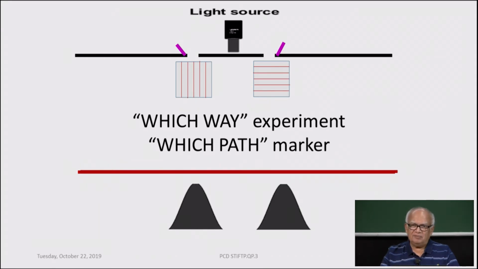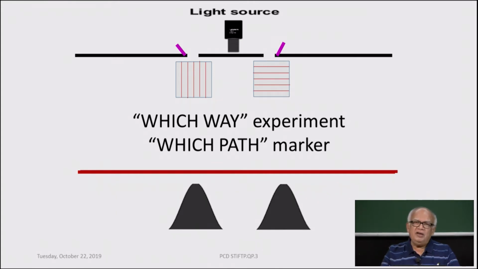The light which reaches the detector has come through either the vertical polarizer or the horizontal polarizer, and again you have the information with you about the path that light has taken before it lands at the detector. So, again the interference pattern is lost.